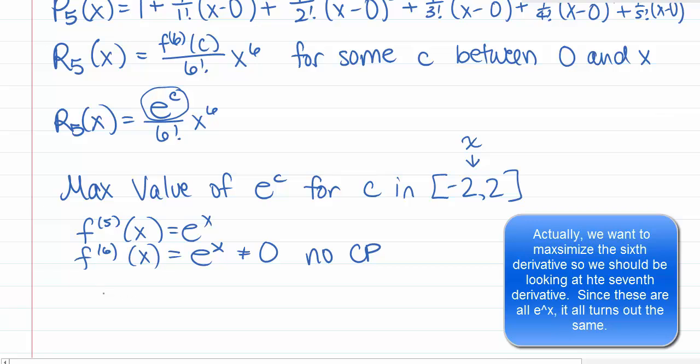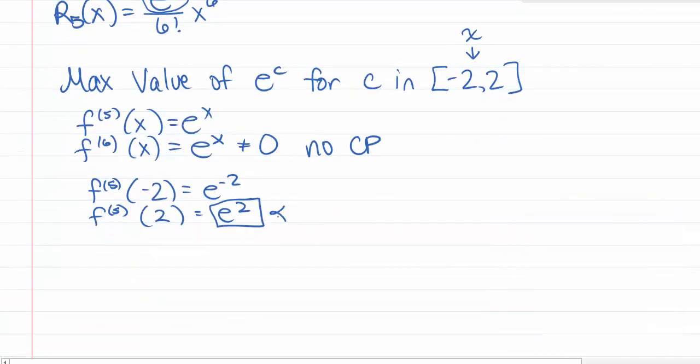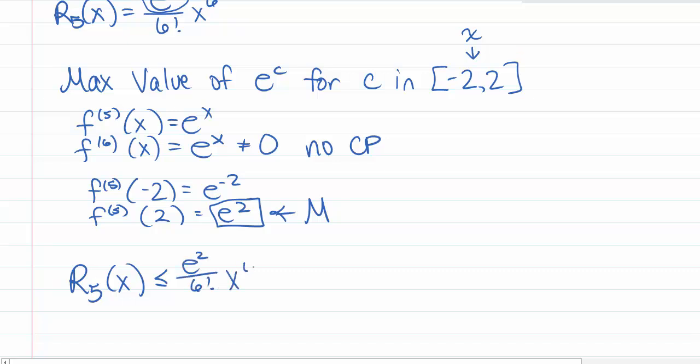So we just need to look at the endpoints. We want to look at the 5th derivative at negative 2, which will be e to the negative 2, and the 5th derivative at 2, which will be e squared. And hopefully that's pretty clear that the e squared is the bigger number there. So that's our m, our max value. So we can stick that in. We can say r sub 5 of x is going to be less than or equal to e squared over 6 factorial x to the 6th.